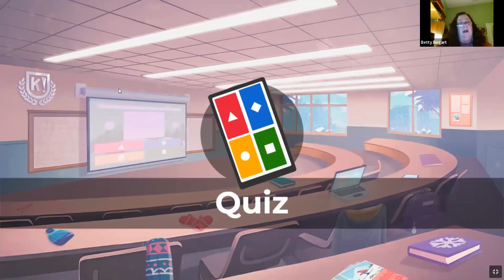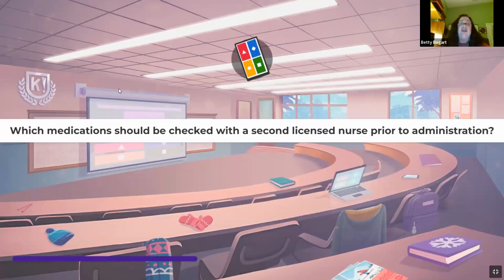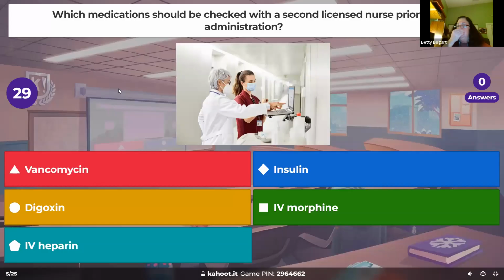Gram equals mL. A multi-select. What medication should be checked with a second licensed nurse prior to administration? These are what we call high-risk medicines. Any overdose of these can be life-threatening.